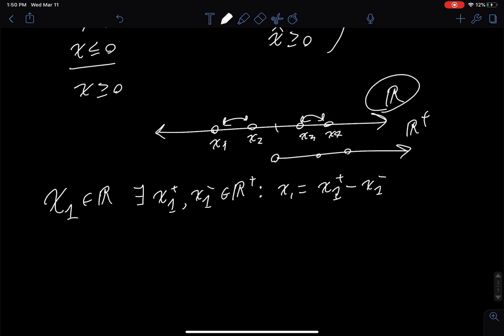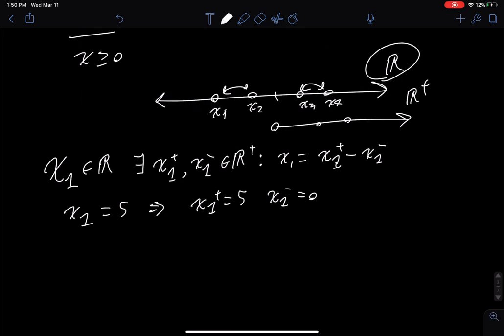So, if x1 is equal to 5, then we can simply choose x1 plus equals 5 and x1 minus equals 0. And then we'll still obtain the desired value for x1. If you have that x1 equals negative 5, then we'll just flip it. We could set x1 plus equal to 0 and x1 minus equal to 5.